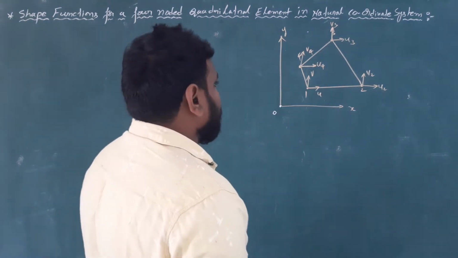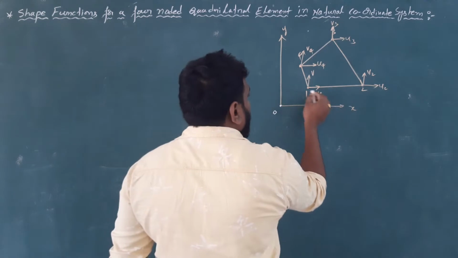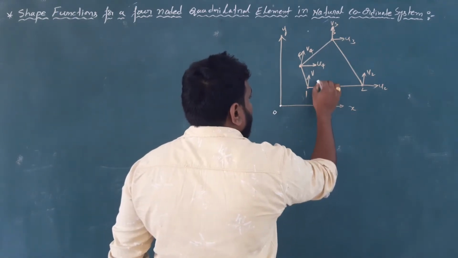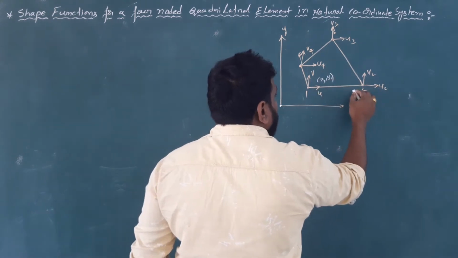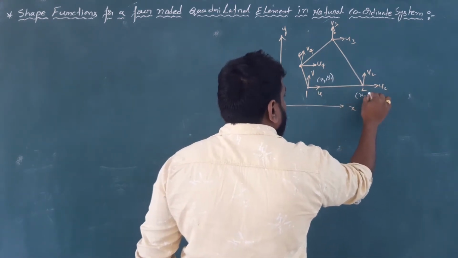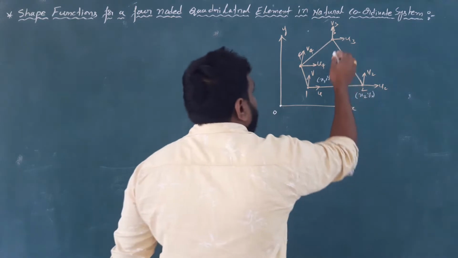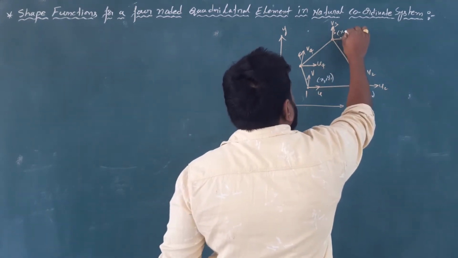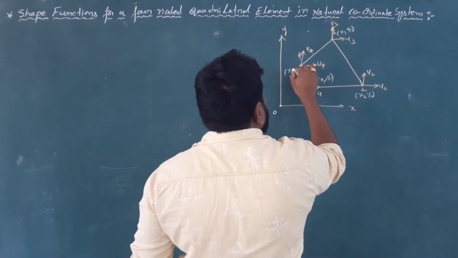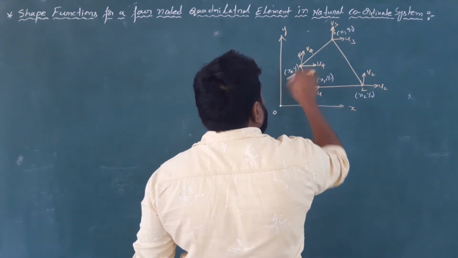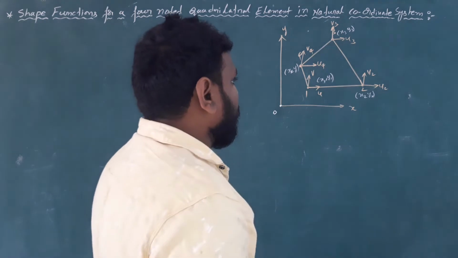Now, this is point 1, which consists of x1, y1, and this is point 2, that means x2, y2 coordinates, and this is x3, y3, and this is x4 and y4. These are the points in a quadrilateral.